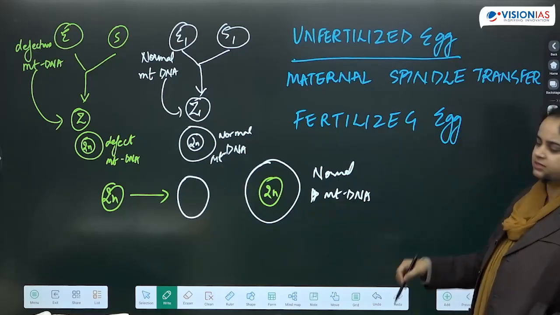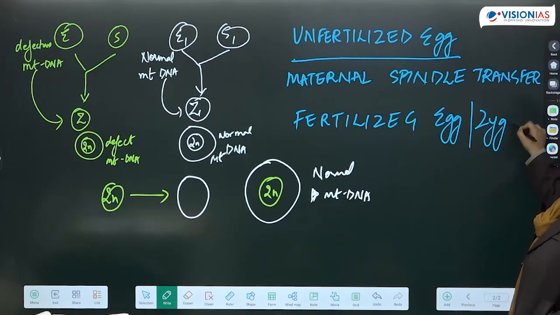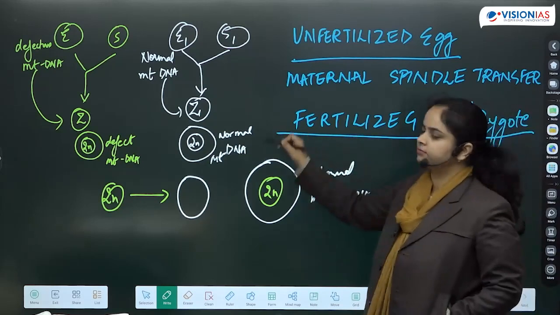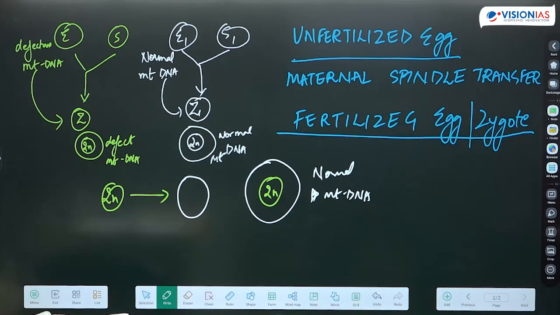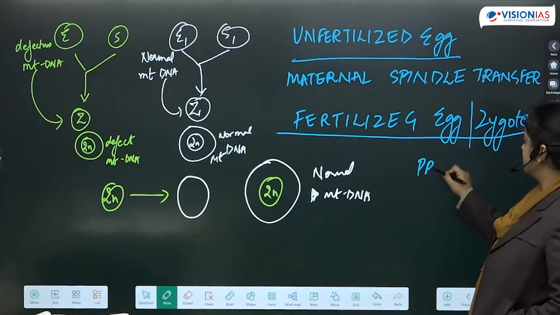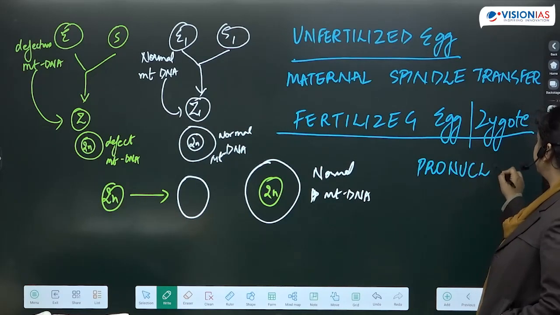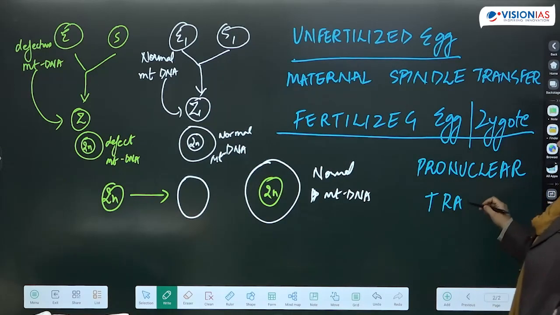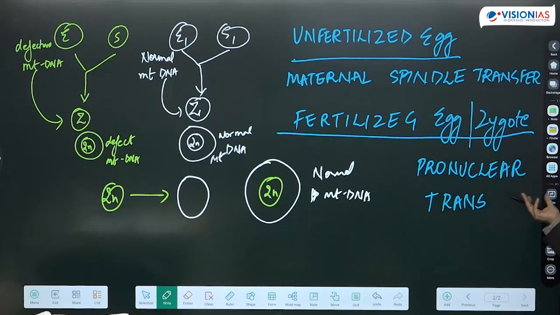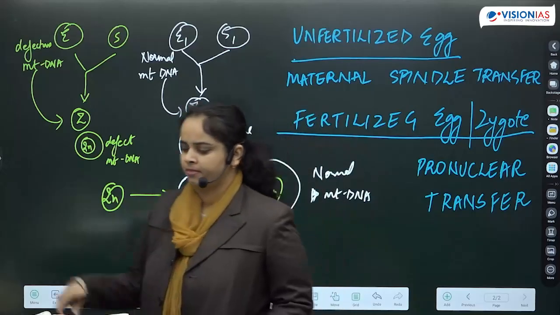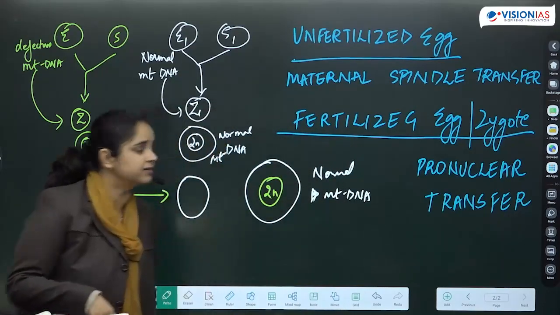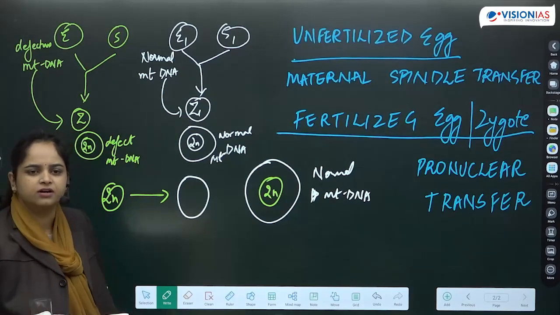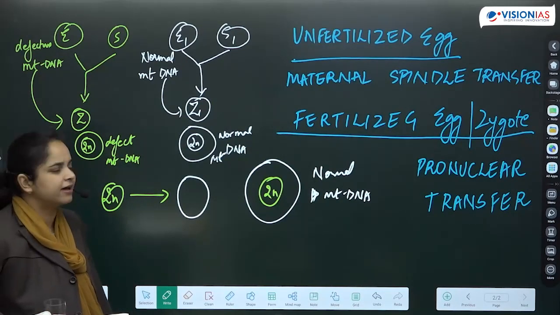That means in this case of the zygote, the fertilized egg is the zygote. So if in this case you are doing this, it is called pronuclear transfer. The nucleus of the zygote is called pronuclei. So this is pronuclear transfer. The main point for you to understand here is that it is possible at both stages. If fertilization has happened, we can still do it, and in the egg we can certainly do it.